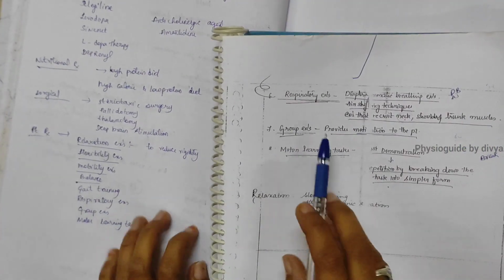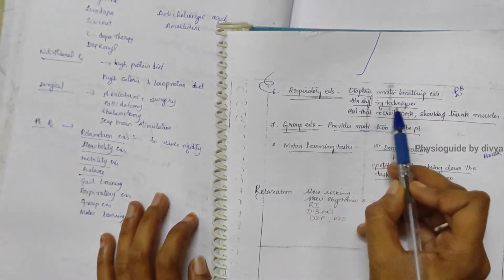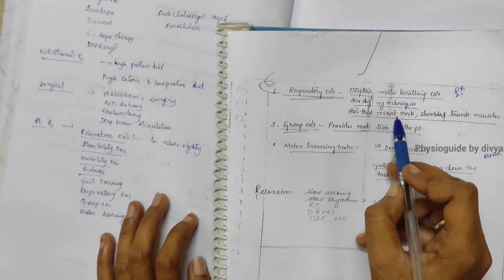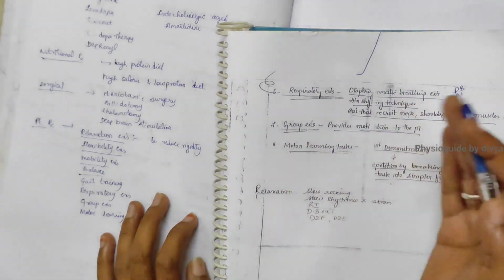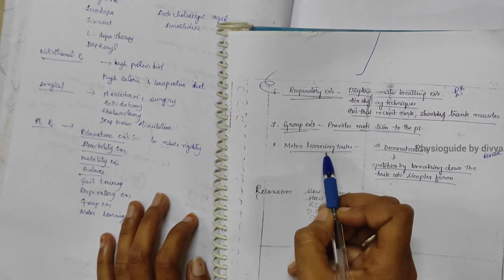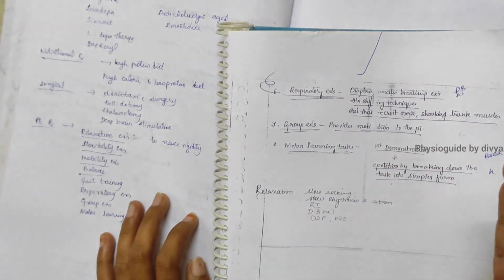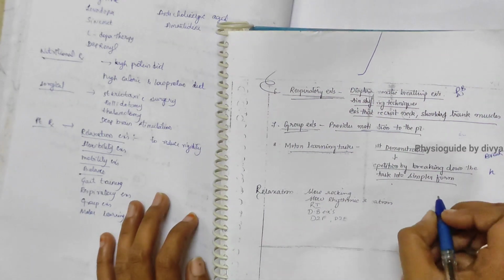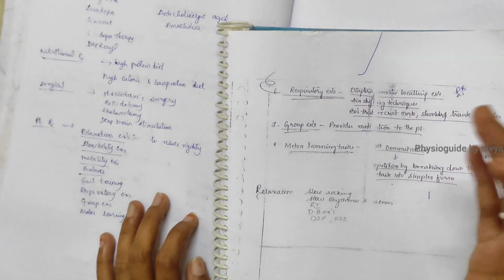Now respiratory exercises: diaphragmatic exercises, air shifting techniques, and exercises that recruit neck, shoulder, and trunk muscles. Group exercise provides motivation to the patient. For motor learning tasks, we need to demonstrate, and then the patient repeats that movement, breaking down the task into simpler forms so that they can understand.